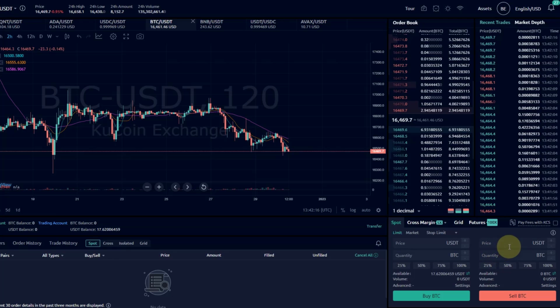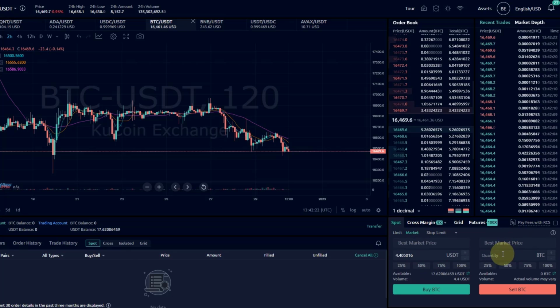If I have any BTC and I want to sell BTC to get USDT for it, I click market orders, again the simple way of doing it. So let's see if I have any BTC. I don't actually have any BTC, but it's the same story. I select 100%, for example, if I wanted to sell all my BTC, I select the best market price and I click on sell, and it will trigger straight away.